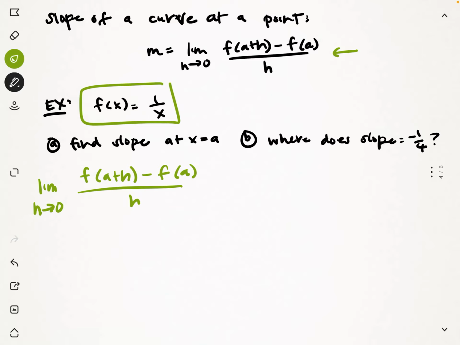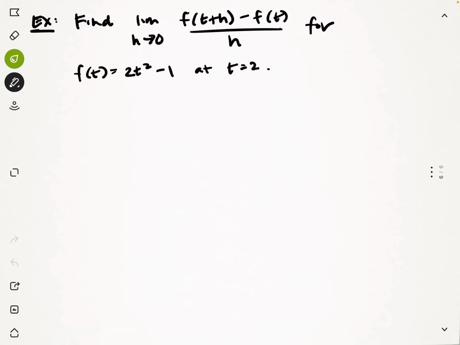So what we're trying to do is symbolically find what this would be. So we've got 1 over a plus h minus 1 over a, all over h. I don't think I left myself enough room here. All right, hold that thought. We're going to move to another sheet at the very end. So, the limit as h approaches 0 of 1 over a plus h minus 1 over a, over h.